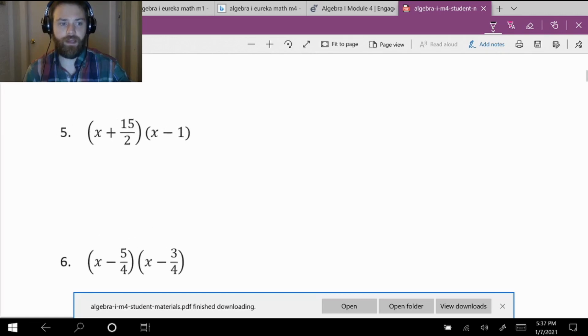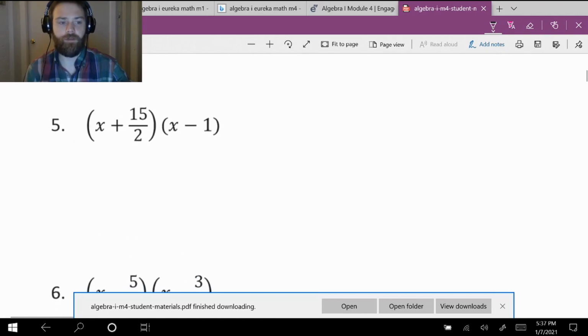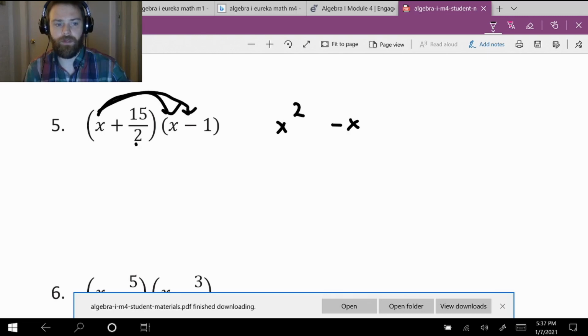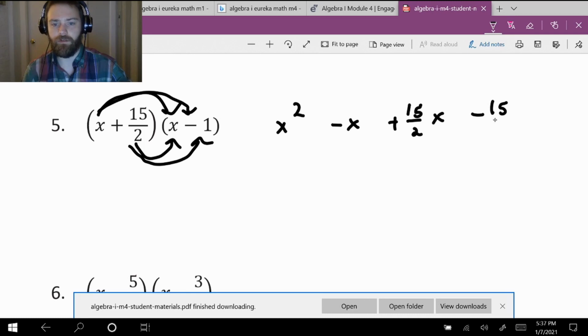All right, now for the hard ones. So just remember your rules of fractions and you should be fine. We're going to do this together. So x times x is x squared. X times negative 1 is going to be negative x. So that's the second one. 15 over 2 times x is just 15 over 2x, and then 15 over 2 times negative 1 is going to be negative 15 over 2.